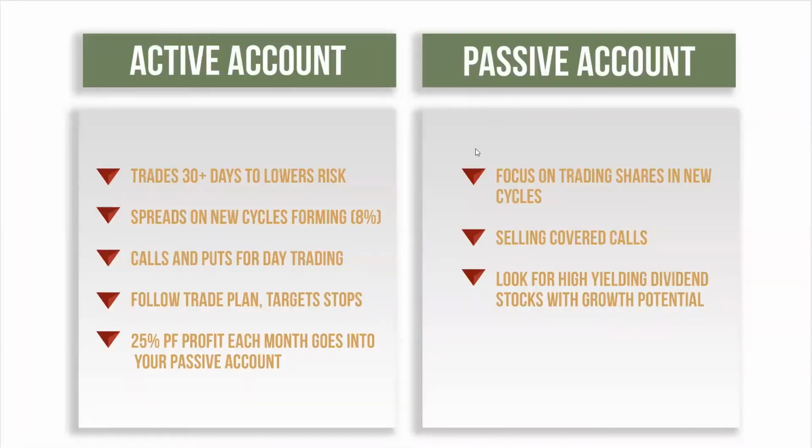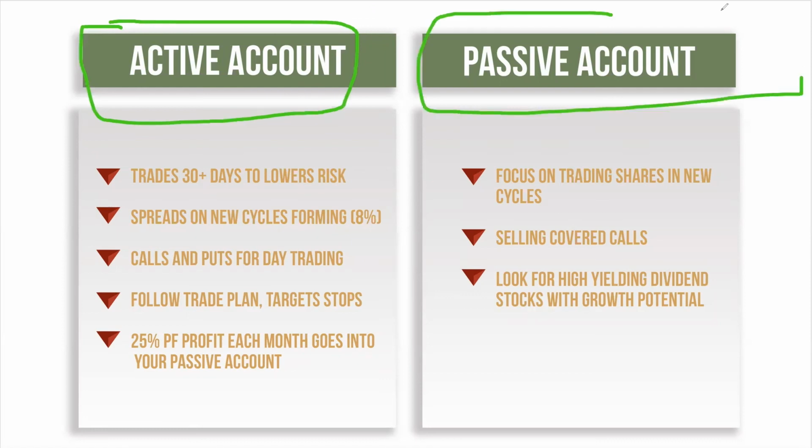All right, so now here it is again. I have it pulled up on this screen. Here is your active trading account, and then here is your passive trading account once you grow your account over 100 grand. Active trading account, you're looking for trades 30 days plus, which is going to lower your risk. And then obviously, if you want to make some day trades, you could do that. But the trades 30 days out, that's for your swing trades.